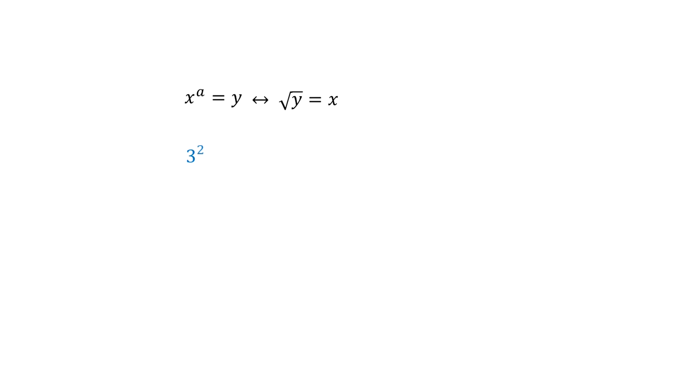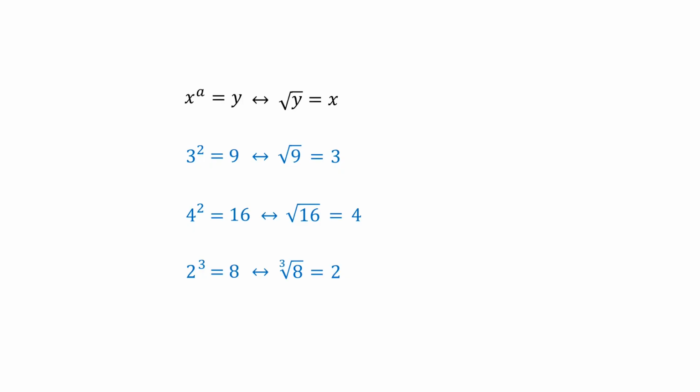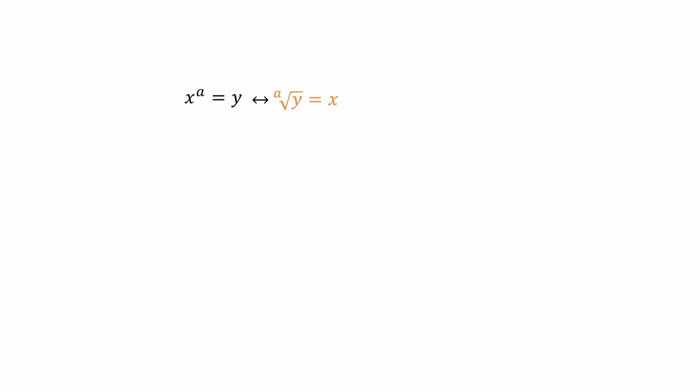3 raised to 2 is 9. The square root of 9 is 3. 4 raised to 2 is 16. The square root of 16 is 4. And you can do the same thing for the cubic root. 2 raised to 3 is 8. The cubic root of 8 is 2. The same applies to any root. So we conclude that the opposite of exponentiation is the root function.